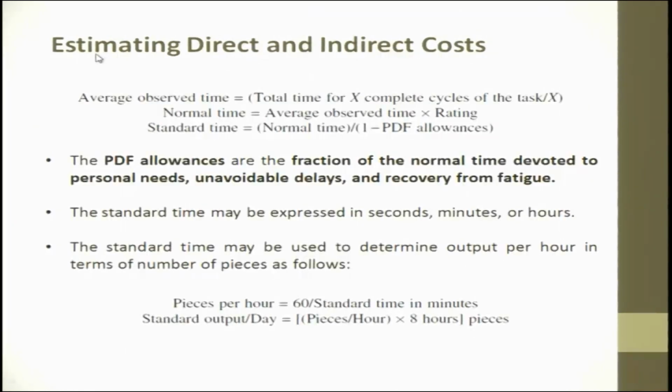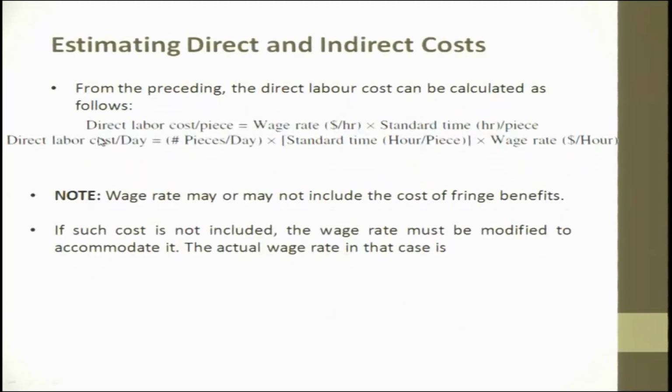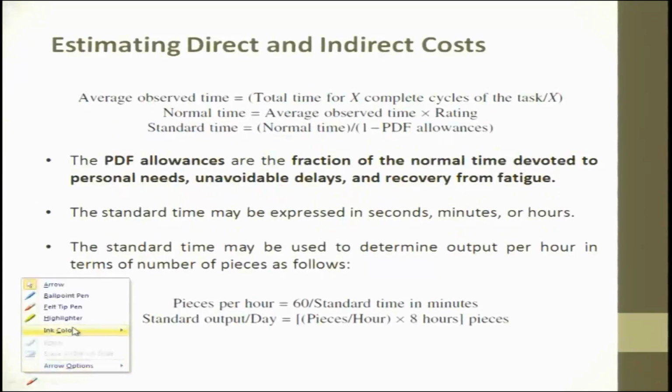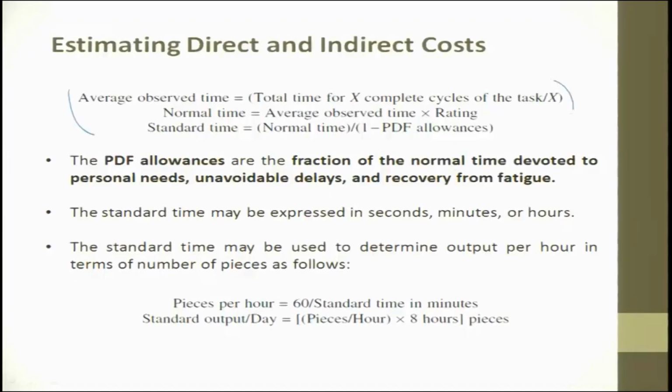The next topic of discussion is going to be estimating direct and indirect cost. So, as we have already seen, average observed time is the total time of x complete cycles of the task divided by x. Normal time is nothing but average observed time into rating. Standard time is nothing but normal time divided by 1 minus PDF allowance. So, all these things are very important. Please remember these formulas. There can be questions from the examination point of view.